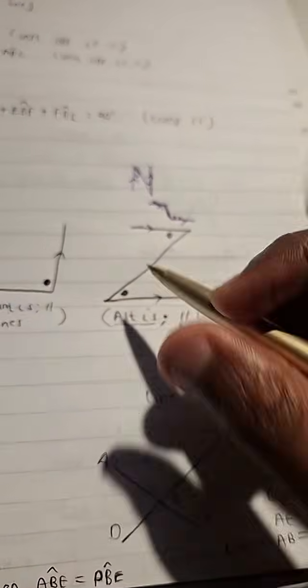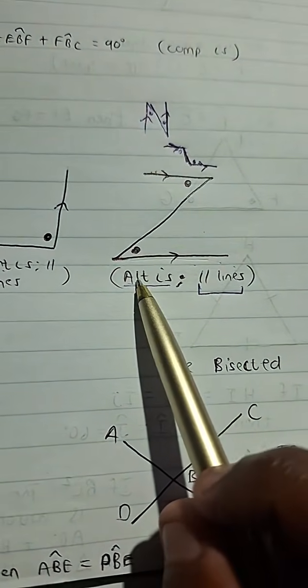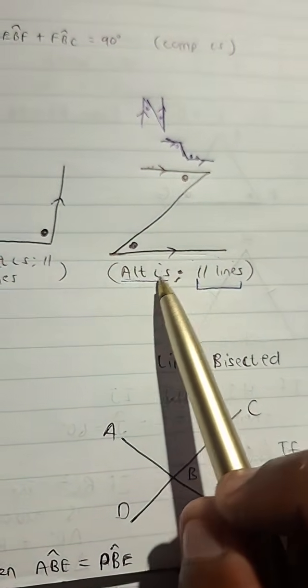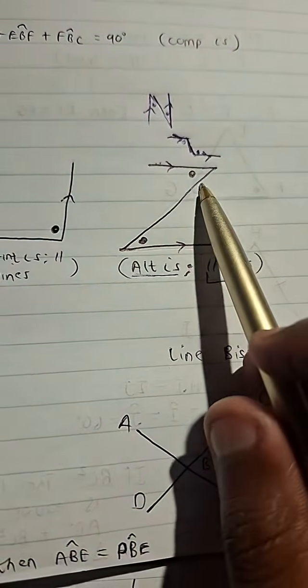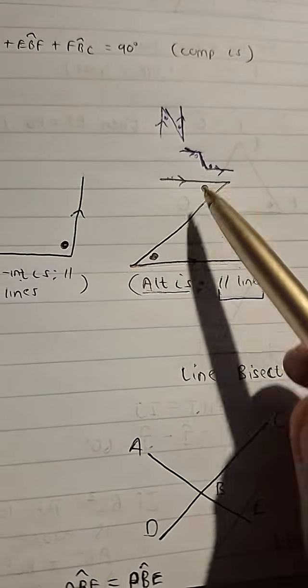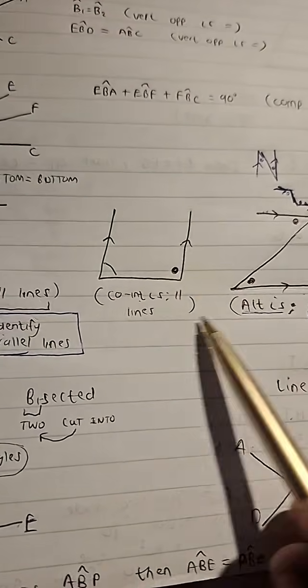Okay, so what do we call that? Alternate angles. But we use ALT for short and the symbol for angles, and then we indicate the lines that are parallel. That angle is equal to that angle. Let's move on to the very last one.